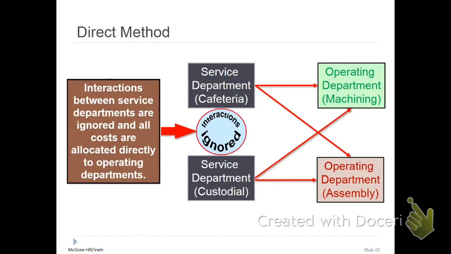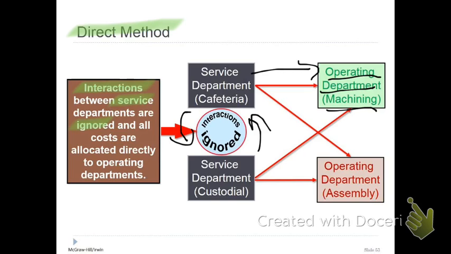Notice the way we can do this. The first way is what we call the direct method. It's the most straightforward. What happens is the interactions between service departments are ignored. So the fact that the custodial staff is cleaning the cafeteria is irrelevant. We're going to take those service department costs and assign them either to the operating department of machining or the operating department of assembly, and we ignore the fact that the custodial staff is cleaning the cafeteria, and the cafeteria may be providing the custodial staff with food. Those interactions are ignored.